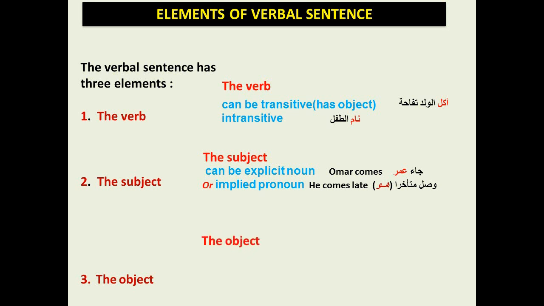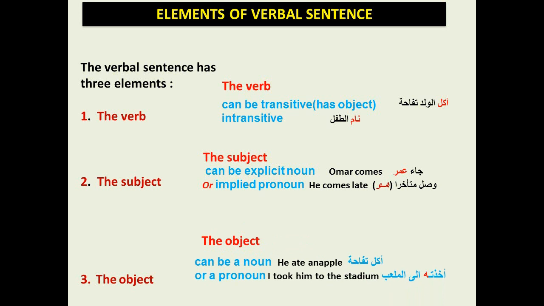The object can be a noun. When I say أكل تفاحة, he ate an apple. تفاحة, or an apple, is the object. Or a pronoun. When I say, for example, أخذته إلى الملعب, I took him to the stadium. So here the pronoun him, in أخذته, is the object of the sentence, right?